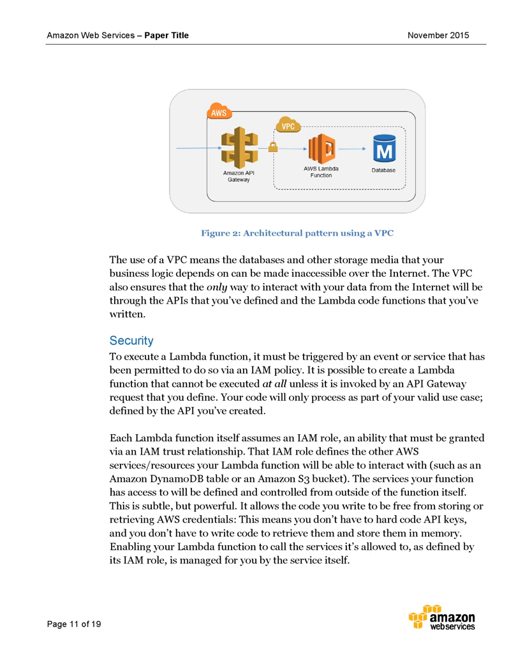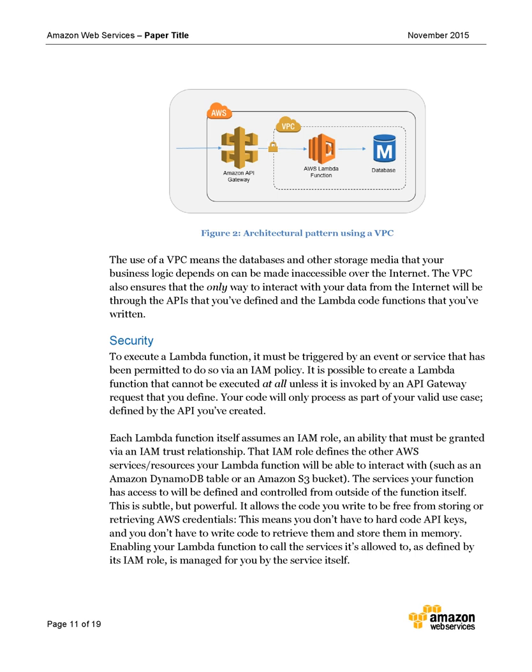Security: to execute a Lambda function, it must be triggered by an event or service that has been permitted to do so via an IAM policy. It is possible to create a Lambda function that cannot be executed at all unless it is invoked by an API gateway request that you define. Your code will only process as part of your valid use case, defined by the API you've created.